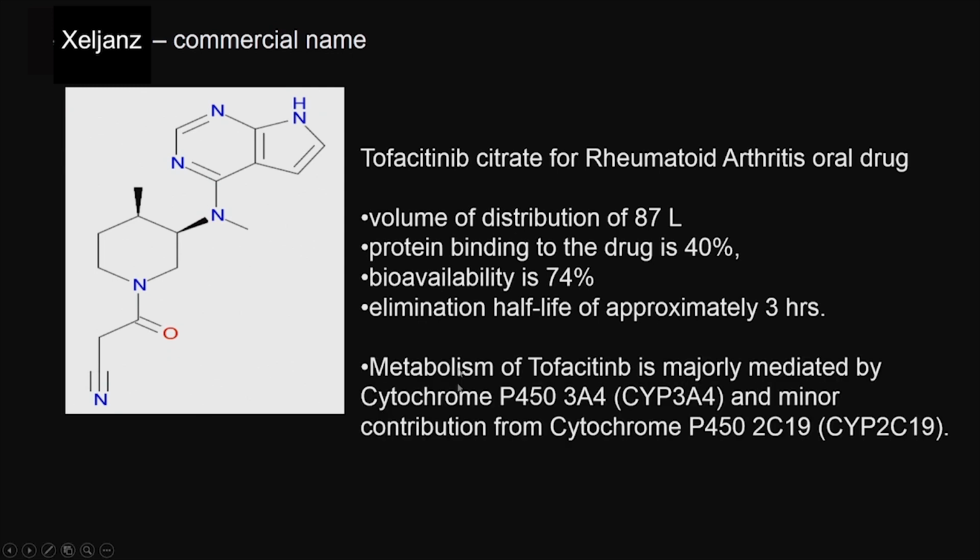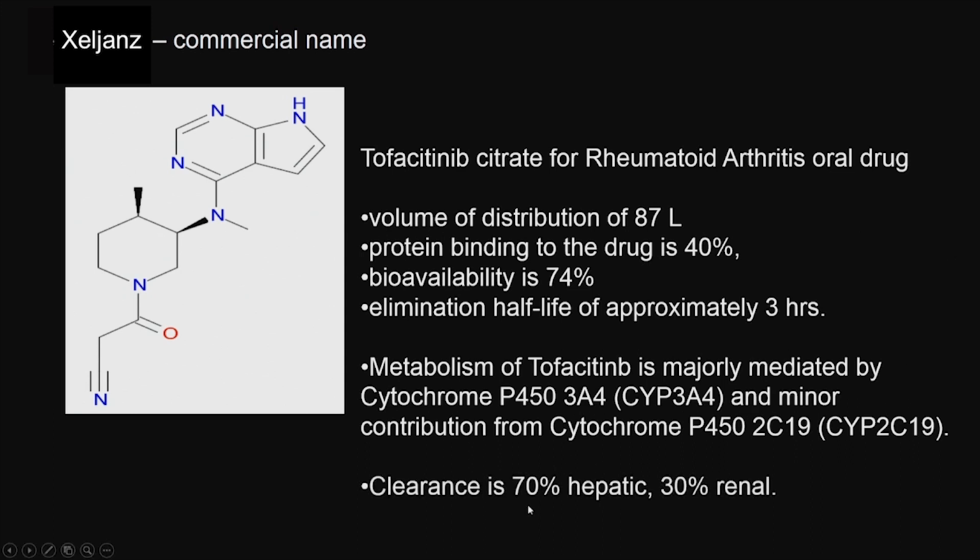If the elimination is very slow, then there is an accumulation of the drug, and there could be other problems as you go along. So, metabolism: the drug gets metabolized by this particular enzyme called cytochrome P450. A large number of enzymes metabolize that. This is one of the top selling drugs in the market.